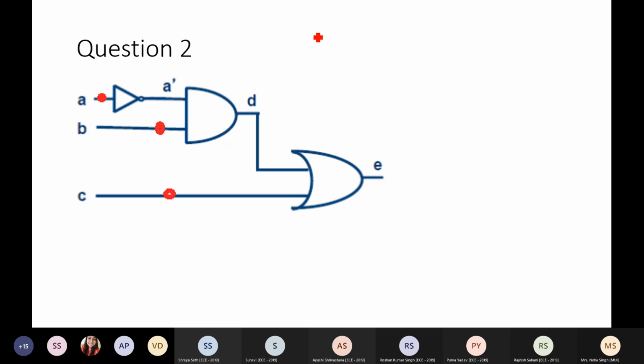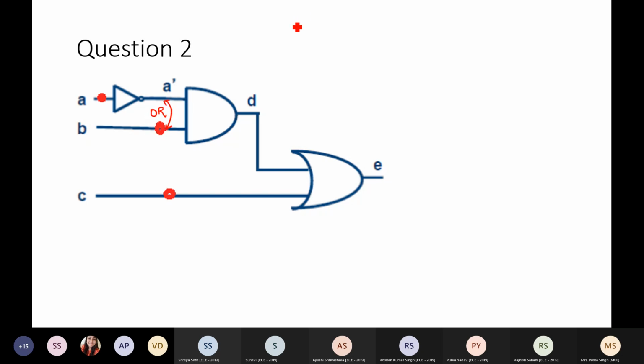It is an OR bridging fault. What does your assignment say? It is very difficult for me to switch the window again and again, so you need to tell me. An OR bridging fault between wires A dash and B. So A dash and B, it means here I have an OR bridging fault.